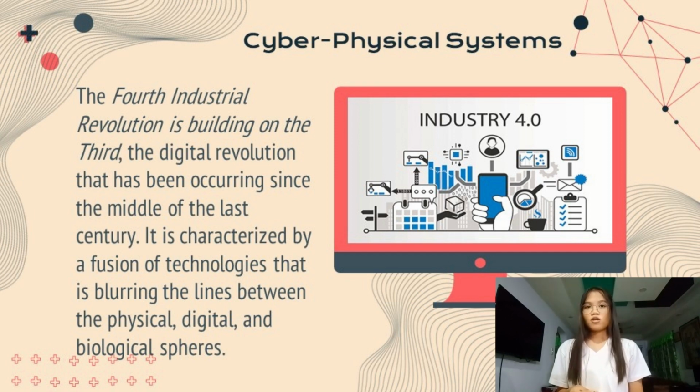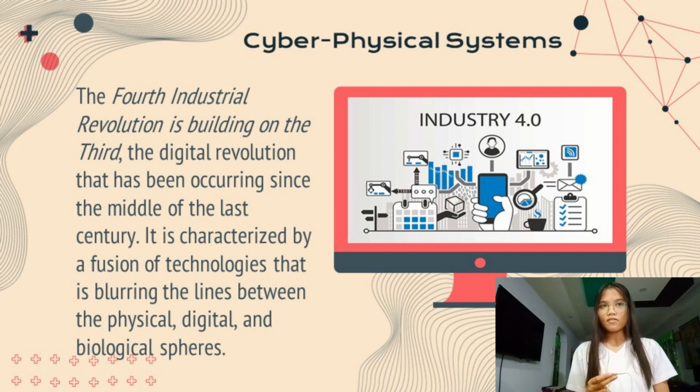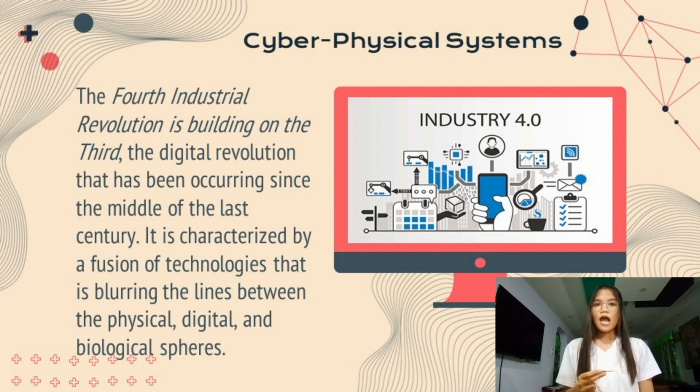Now, a fourth industrial revolution is building on the third, the digital revolution that has been occurring since the middle of the last century. It is characterized by a fusion of technologies that is blurring the lines between the physical, digital, and biological spheres. It is the ongoing automation of traditional manufacturing and industrial practices using modern smart technology. It is the production of smart machines that can analyze and diagnose issues without the need for human intervention.